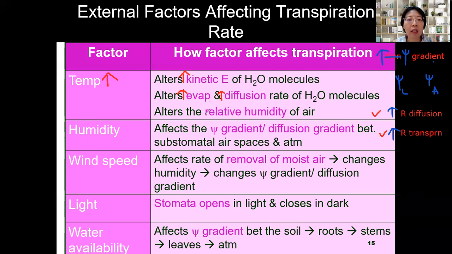Okay. So what about my relative humidity? When I increase temperature, what happens to the relative humidity of the air? Decrease. Decrease, very good, Samir. Why? Please explain. Okay, I'll ask somebody else to explain, okay?